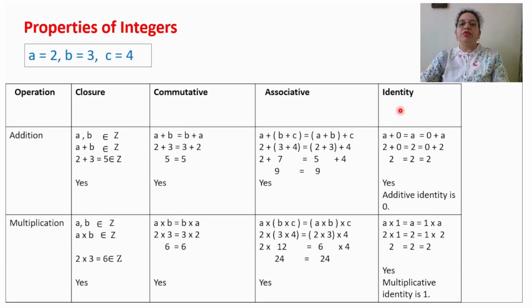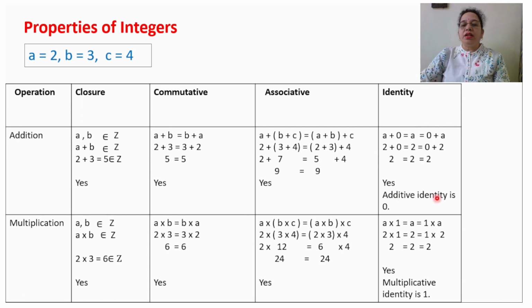Two properties we observe in identity element. So a plus 0, the value of a is 2, so 2 plus 0 will give you 2. Then the value of a is 2, and just interchange: 0 plus a, so 0 plus 2 will give you 2. So finally everywhere we are getting 2. It means we can observe identity element in addition of integers.